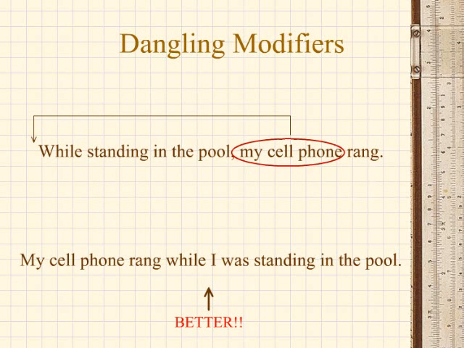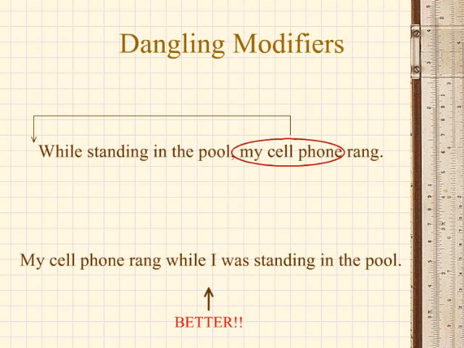Now that we've talked about misplaced modifiers, let's move on to dangling modifiers. Dangling modifiers are descriptive words that open a sentence but do not describe what the author intended them to describe. Standing in the pool, my cell phone rang. This sentence sounds like the cell phone rang while it was standing in the pool. That's obviously not correct. So how should we change it? We need to make the sentence clear so the reader understands what's going on.